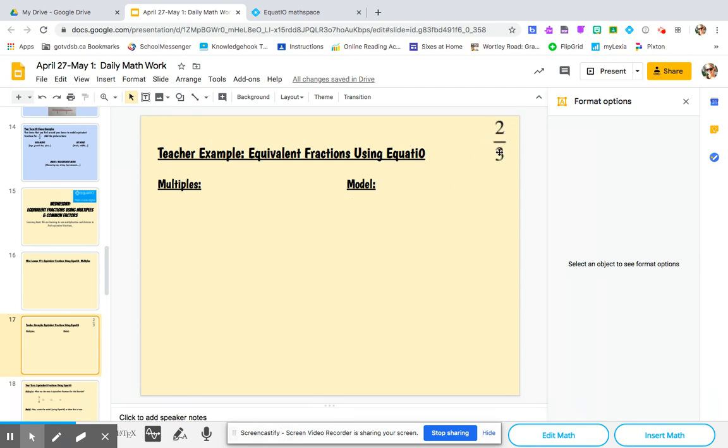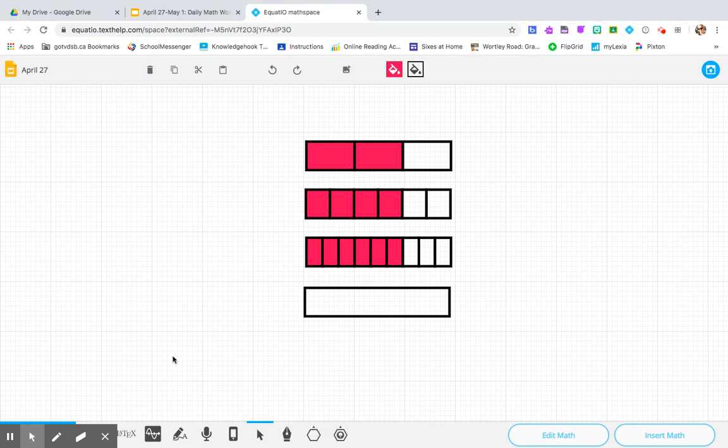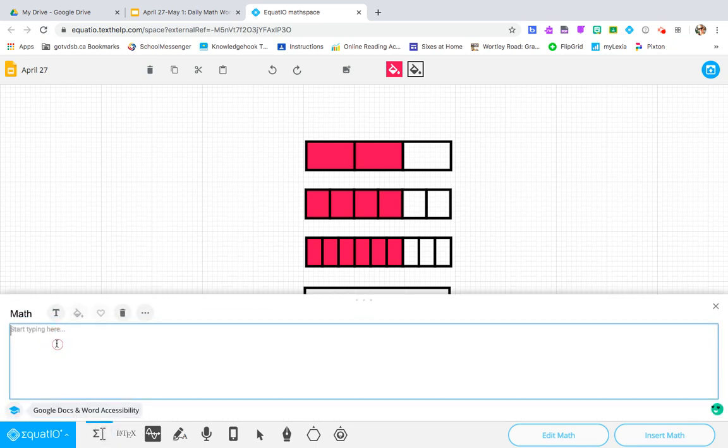And yesterday we found equivalent fractions for 2/3, so that's where we're going to start today. So I've already got a math space started, just so it didn't take quite so long for you. And my math space shows the equivalent fractions that we found yesterday for 2/3. So we have come up with equivalent fractions 2/3 equaling 4/6, and saying that that is also equal to 6/9. Let's just leave one more equal sign and hit insert math here.